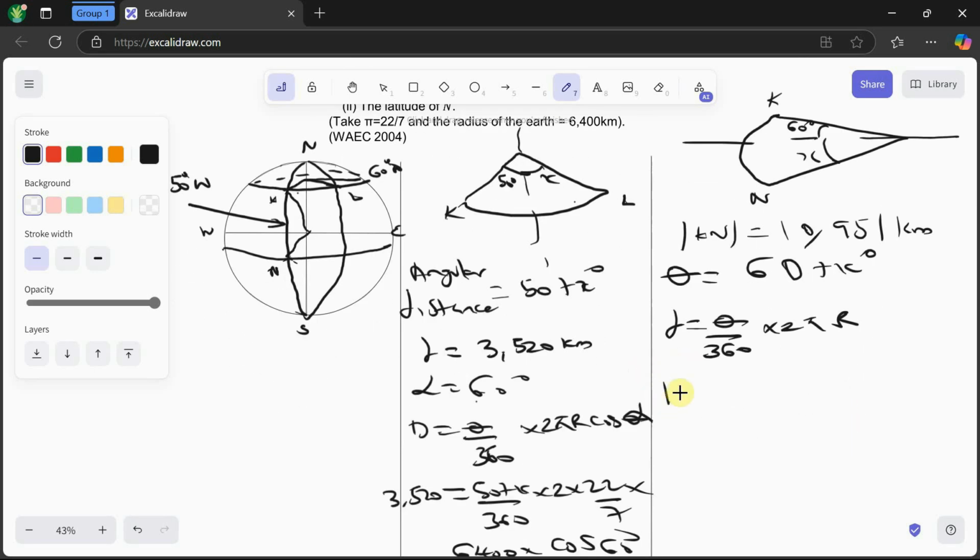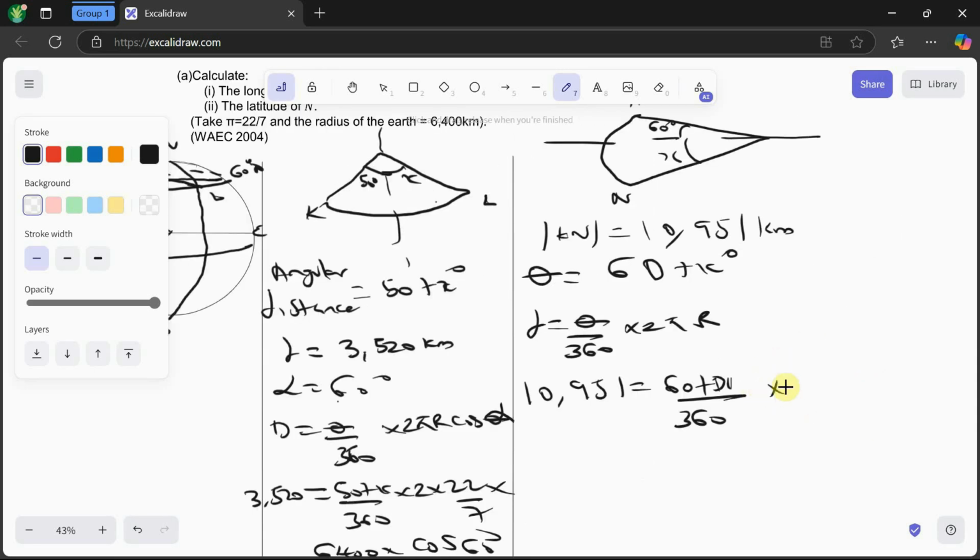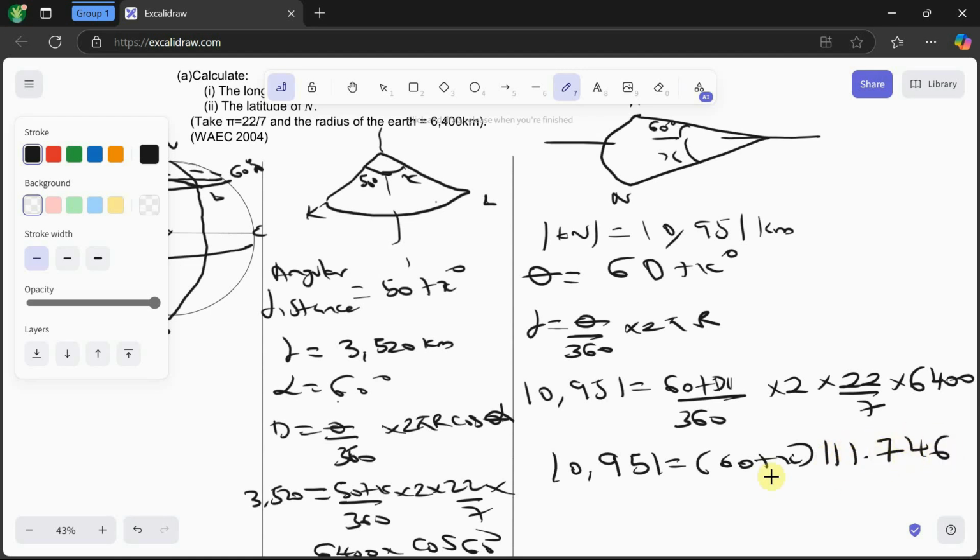Our d is 10,951. Our theta is 60 plus x, all over 360, multiplying 2, multiplying 22 over 7, times the r, which is 6,400. Great. So let's simplify. 2 times 22 times 6,400 divided by 360 divided by 7. So 10,951 is equal to 60 plus x multiplying 111.746.